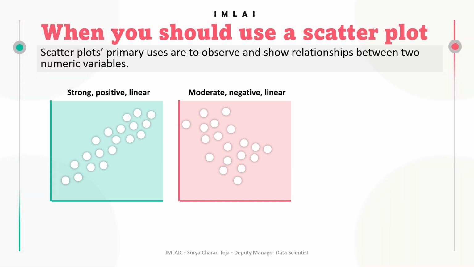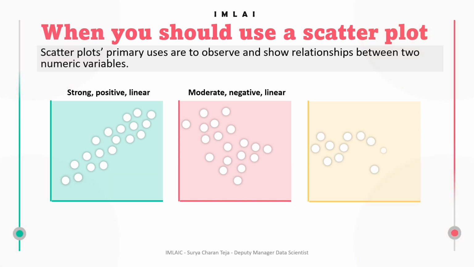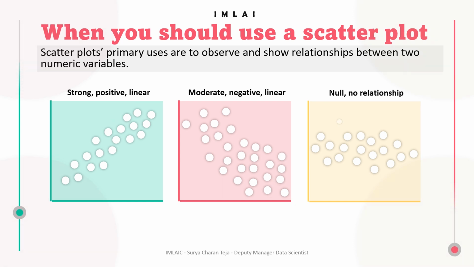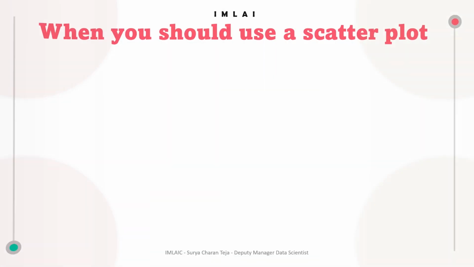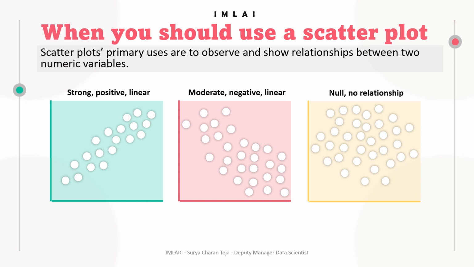Then the next one, the third type of relationship: these data points are scattered around. There is no specific relation to focus on, and here you can see they're randomly scattered around. So that's the reason we call this null, no relationship. I just want to show you one more time: you see that they are scattered around, there is no particular relationship.